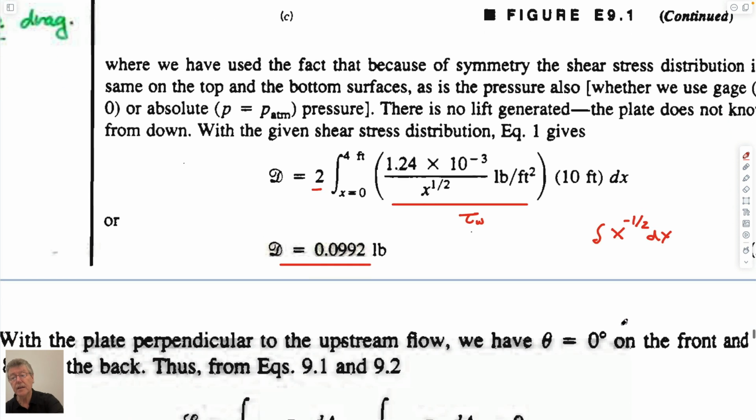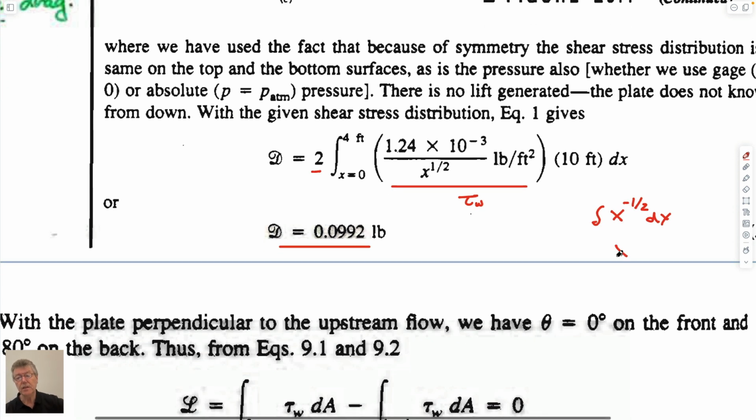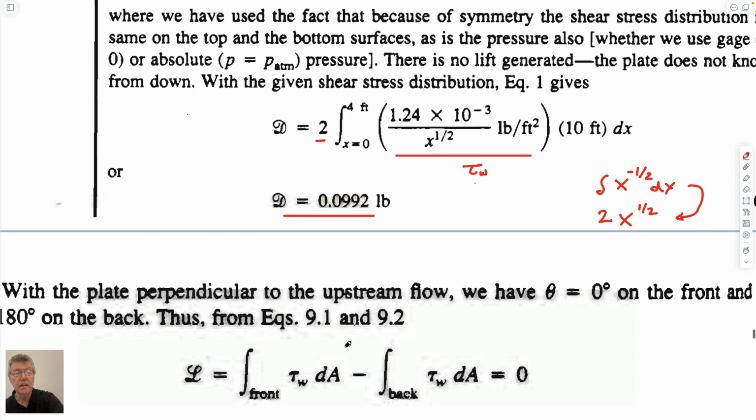Should be something like x to the half times 2. Is that right? So x to the half becomes x to the minus half, and 2 times a half gives you this, right? So the integral of that should be just that. And if you do that and substitute it between those limits, then you should get that.